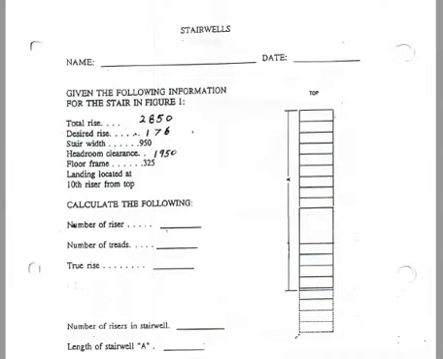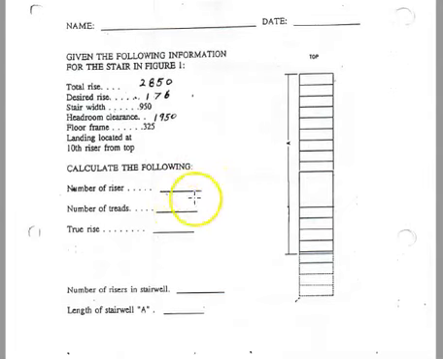So we're given a total rise of 2850 here. Desired rise 176. Stair width 950. Headroom clearance 1950. Floor frame 325. So what do we do? And they're asking to calculate the following: number of rises, number of treads, to rise, so on and so forth. You need more than this to get to the answer.